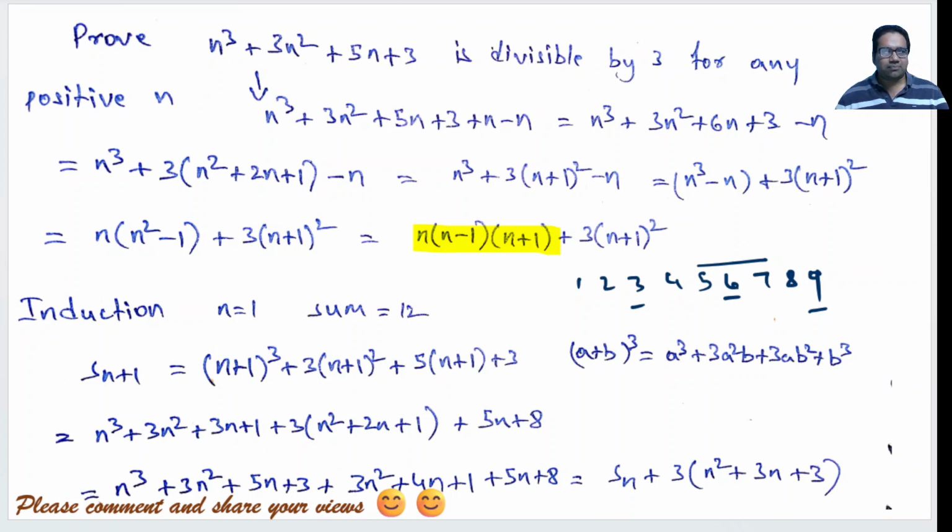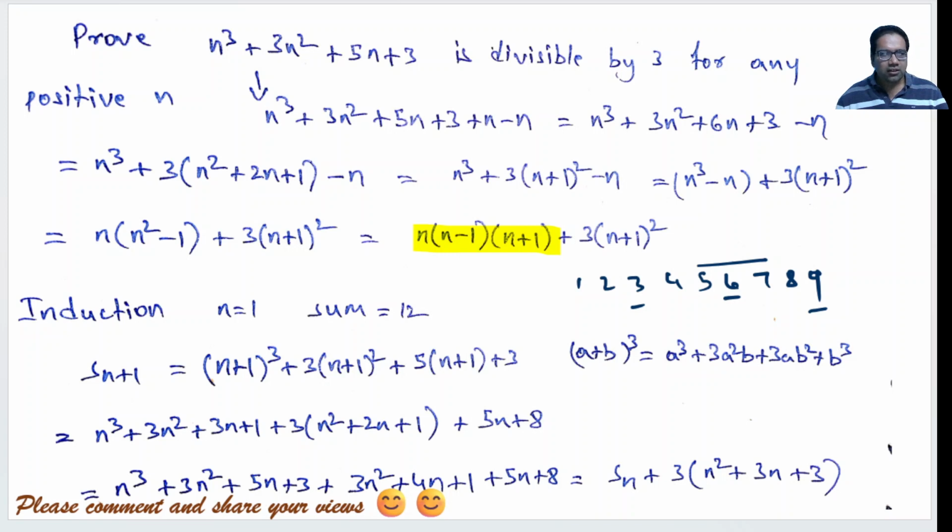Now let's substitute n plus 1. n plus 1 whole cube plus 3 times n plus 1 square plus 5 times n plus 1 plus 3. We are just substituting n plus 1 in the place of n. What is a plus b whole cube? a cube plus 3a square b plus 3ab square plus b cube. And n plus 1 cube becomes n cube plus 3n square plus 3n plus 1, plus 3 times n square plus 2n plus 1, plus 5n plus 5 plus 3.